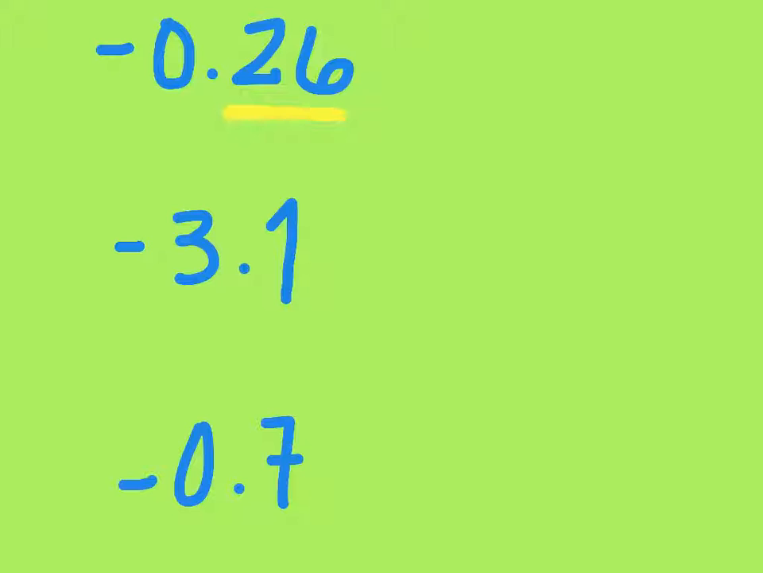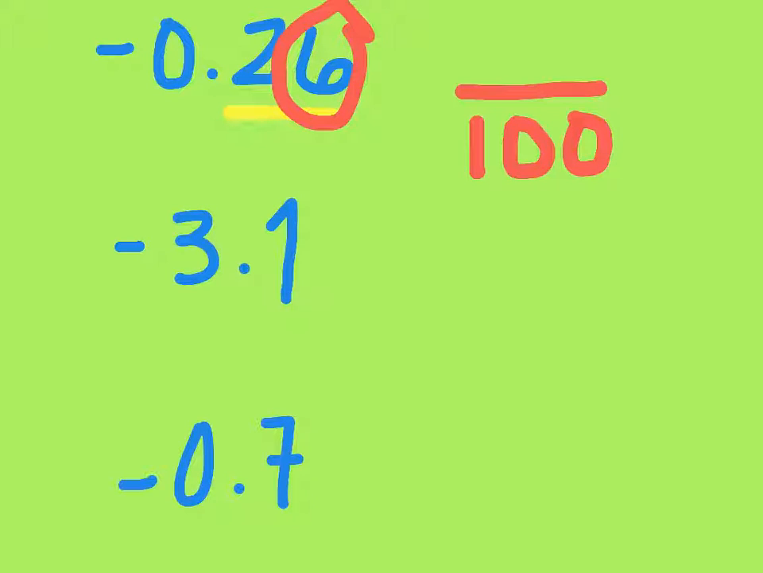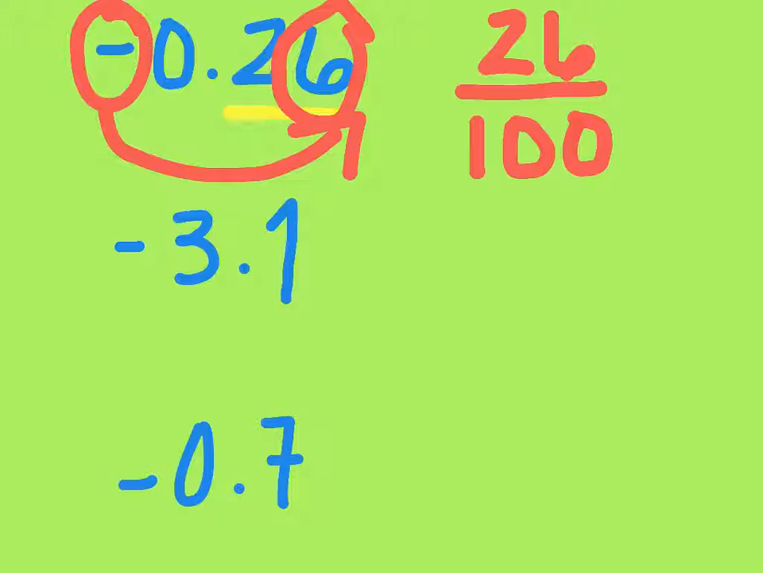So if you look at this number right here, it is in the hundredth place. So 100 is going to be the denominator, okay? And so you put the 26 over the 100, but don't forget, move your negative over to the side. So now it's negative 26 over 100, okay? So I'll do one more, and then I'm going to have you do the next one on your own.